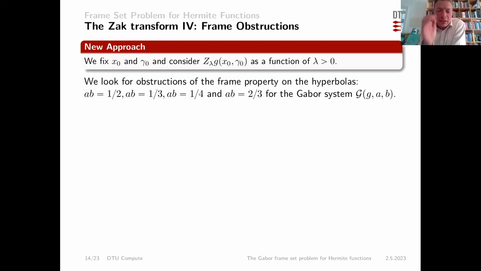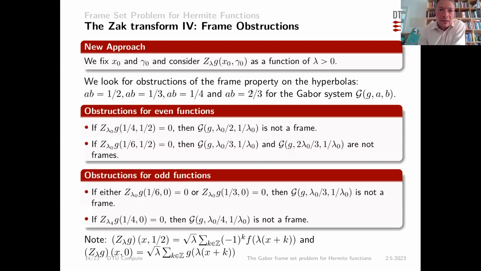So the approach we took here is slightly different, because usually you consider lambda as a parameter, and you consider x and gamma as the variables. But here we fix gamma and we fix x, and we consider the sec transform as a function of the modulation parameter. And the obstructions that we look for occur on hyperbolas AB equal to 1/2, 1/3, 1/4, and 2/3. That's what we can handle.